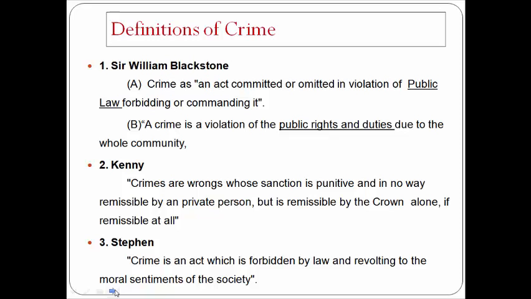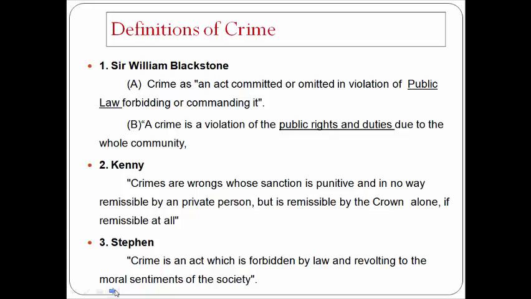Any act which is either committed by a person or omitted in violation of public law. Public law means the law which governs relations between the general public. There are two types of laws, public law and private law. Public law is the law which governs relations between the public, and private law is the law which governs relations between two individuals. As per William Blackstone, an act committed or omitted in violation of public law, that is the law forbidding or commanding it, may amount to crime.